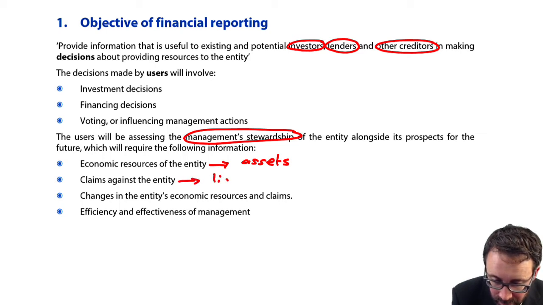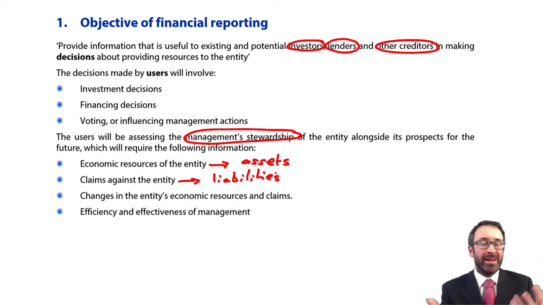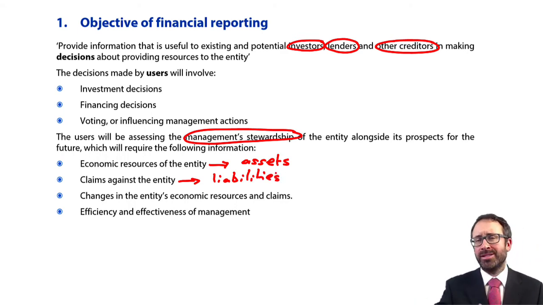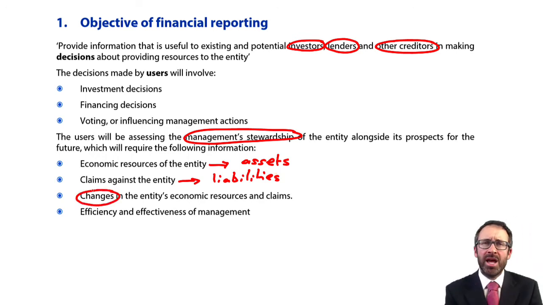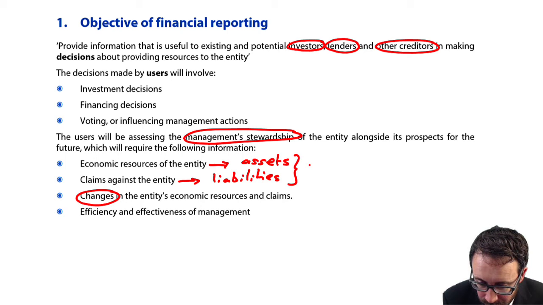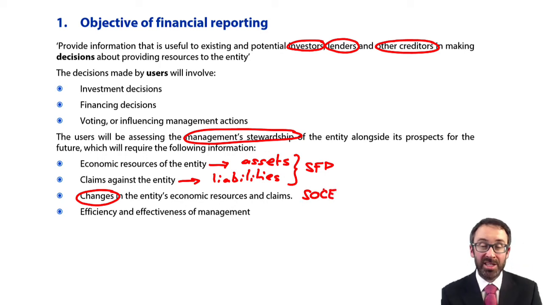So we're looking at your liabilities, and technically you could say your equity as well, because that's the claim that the shareholders have. Then the changes in the entity's economic resources and claims. Where do we see the word change in a financial statement title? Statement of changes in equity. So the resources of the entity and the claims are covered in the SFP, and the changes are within the statement of changes in equity.